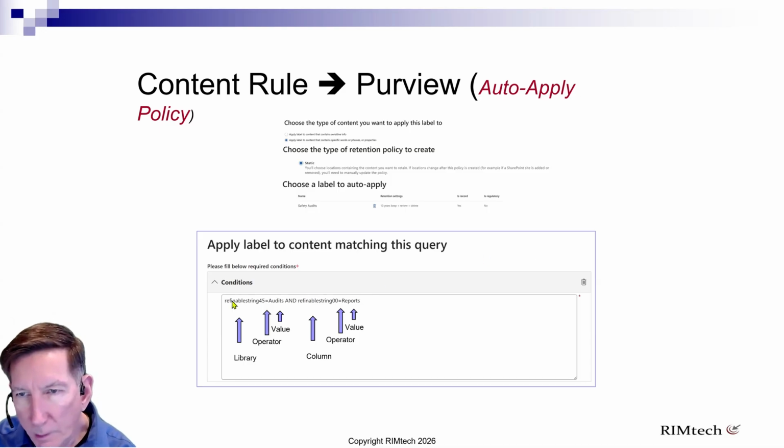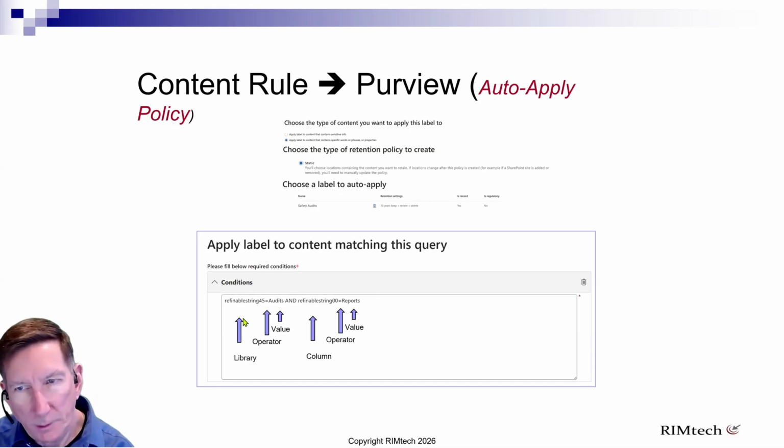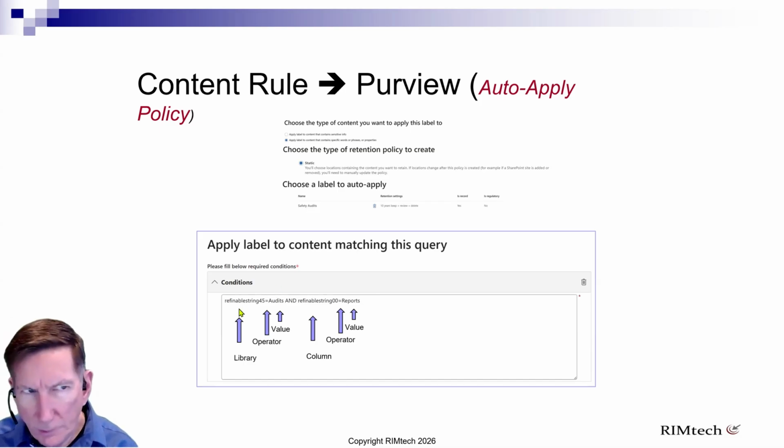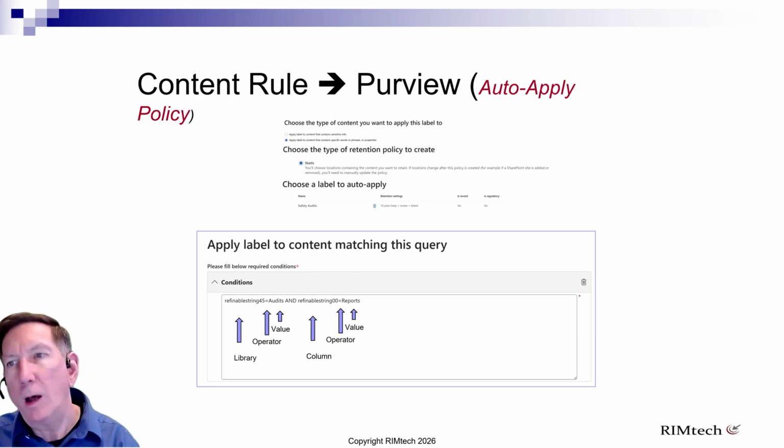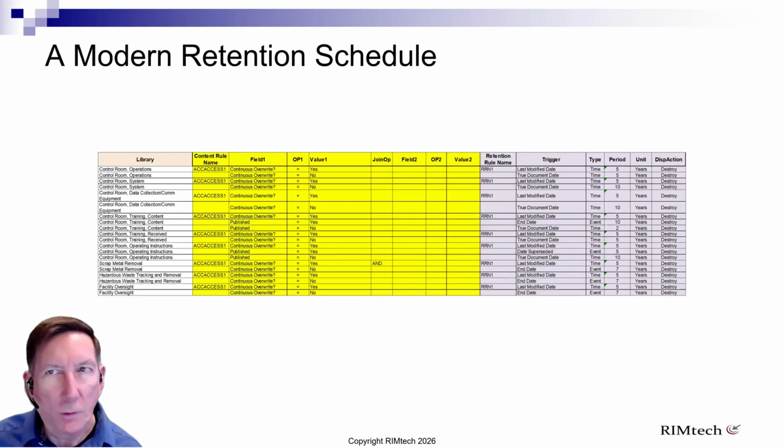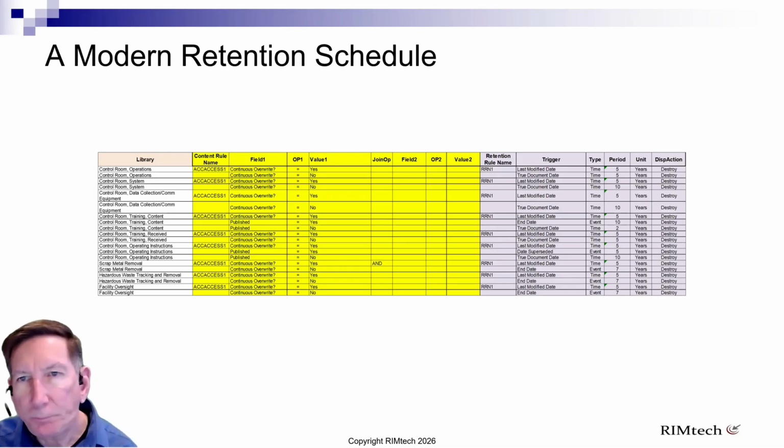Now, what the heck is a refinable string? Well, that's part of the KQL programming language. It's called a keyword query language. But you have to learn that in order to type in the content rules. So it's a little more complicated with Purview. You have to learn more, for sure, but the concept is still the same. You're saying these documents in this location in SharePoint that meet these criteria, apply this rule to it. So no matter what product you buy, you're doing the same thing. You're just doing it differently.